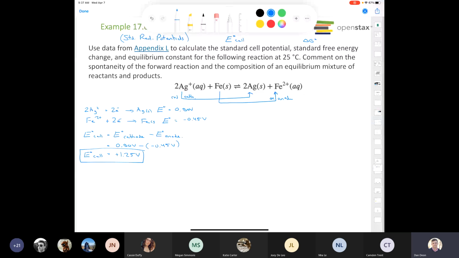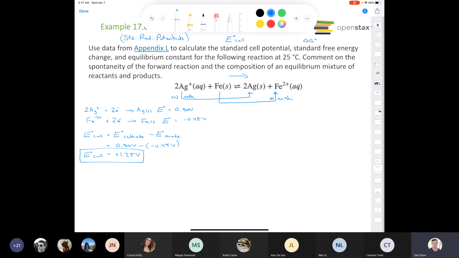Since it's positive, that tells us that the reaction is spontaneous in the forward direction, right? Again, we have a positive number here. That means that our delta G, our delta G naught, is going to end up being a negative number. That means that although this is a reversible process, in the way that it's written in this equation, it's spontaneous in this direction.